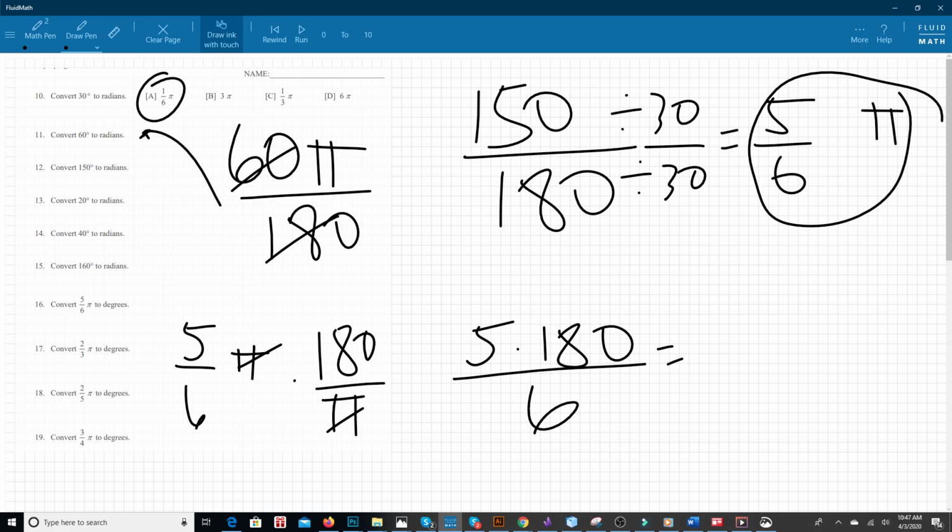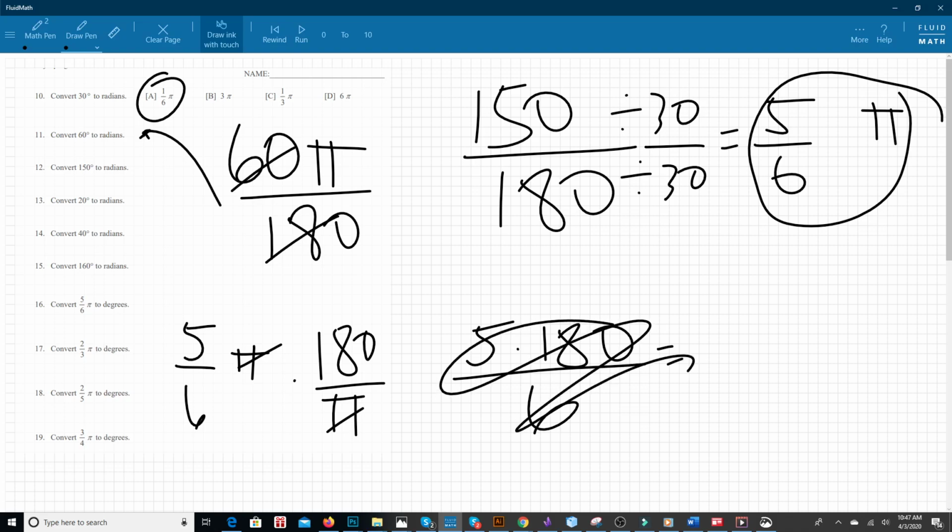Divided by 6 equals divided by 6. 150, right? And we see that, right? So that's how we know that number 12 was done correctly. What else? This is easy stuff, right? It's again 180 over pi.